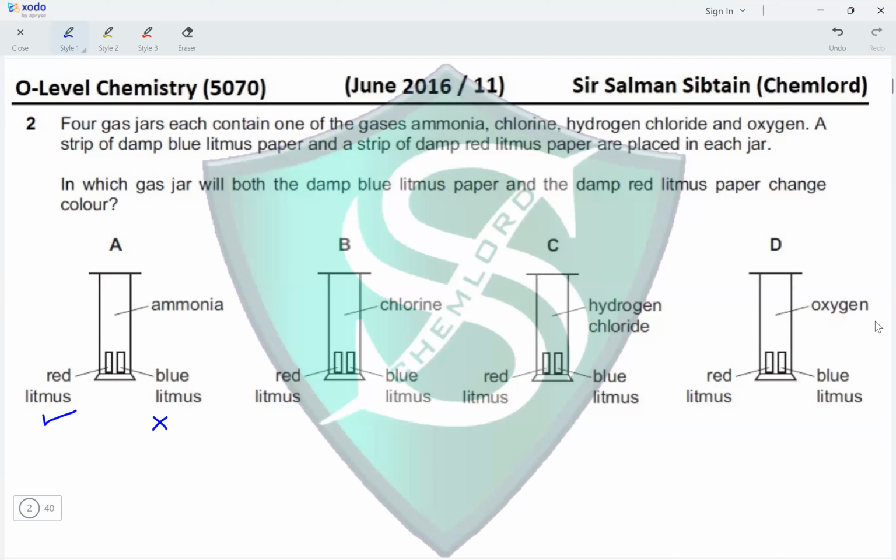If chlorine is present, the red litmus paper will get bleached, and blue litmus paper will first turn red and will then get bleached. With hydrogen chloride, the blue litmus paper will turn red, and the red litmus paper will stay as it is. And with oxygen, the red litmus paper will stay as it is, and the blue litmus paper will stay as it is because oxygen is neither acidic nor basic. So the only gas that changes the color of both the litmus paper is chlorine, making option B the correct option for this question.